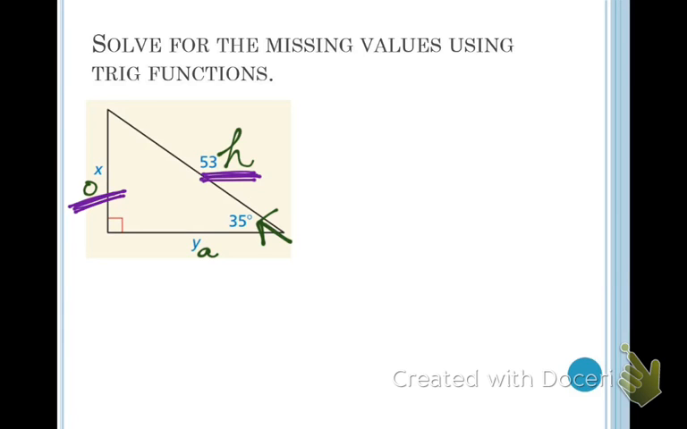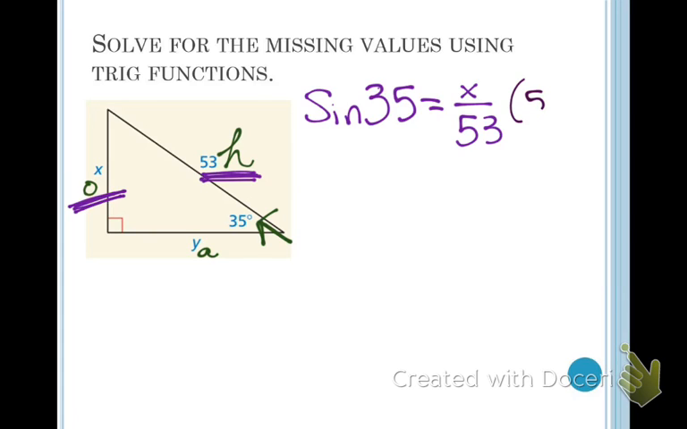We just did all these, and now we're here. We are going to use sine from which angle? 35. Sine of 35 equals the opposite, which is x, over the hypotenuse, which is 53. Do I need to flip anything? Multiply. We do get 30.4.